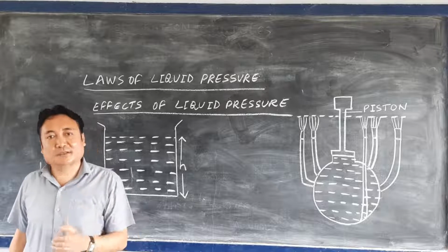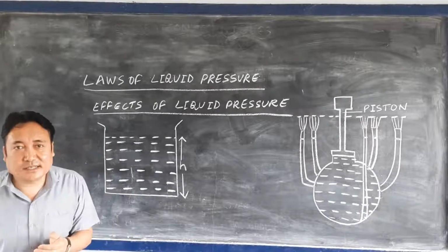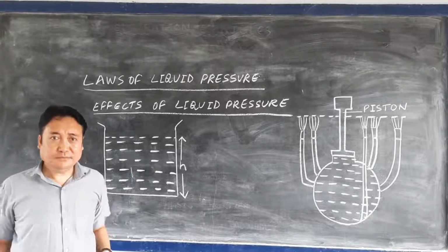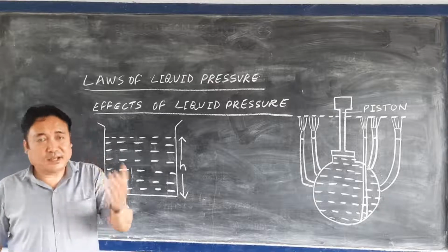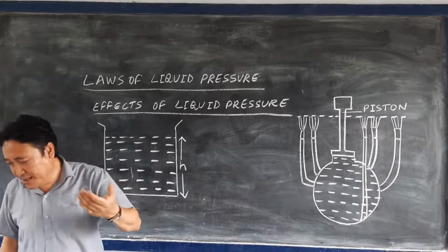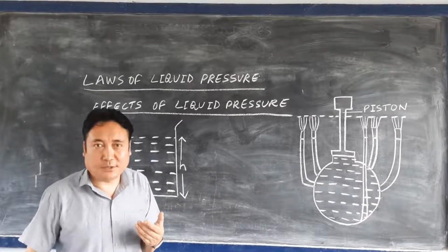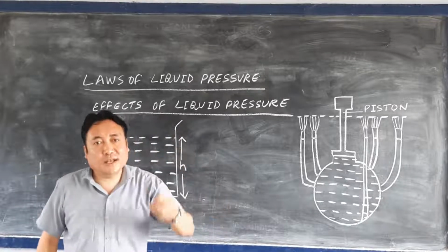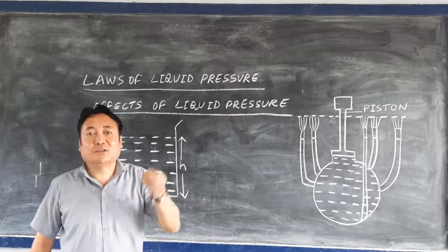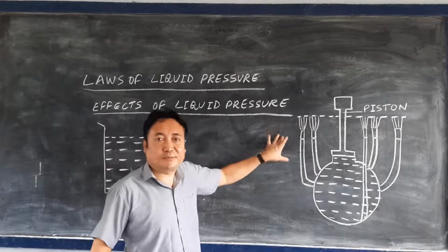Now according to Pascal's law, the pressure exerted anywhere in a confined liquid is transmitted equally in all the directions throughout the liquid. Confined liquid means the liquid contained in a vessel or a container. That means in a confined liquid, when the liquid exerts pressure, that pressure will be transmitted equally in all the directions. So for that, one experiment is there.